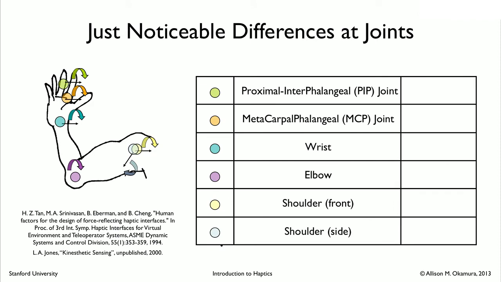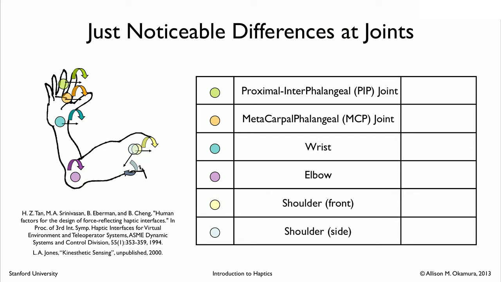One of the interesting things about proprioception is how its capabilities are distributed over the body. Here's a representation of a human arm and various joints that are on the arm. So for example, the PIP joint on the finger, the MCP joint also on the finger, wrist, elbow, shoulder, and two locations on the shoulder.